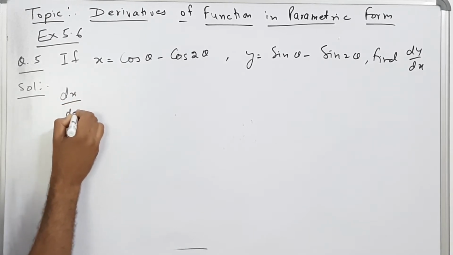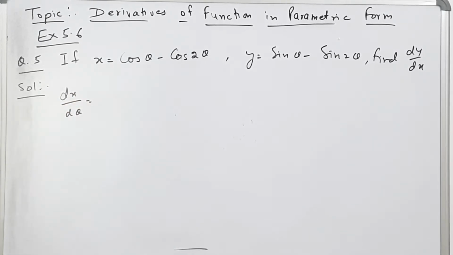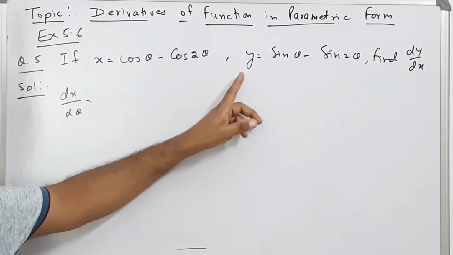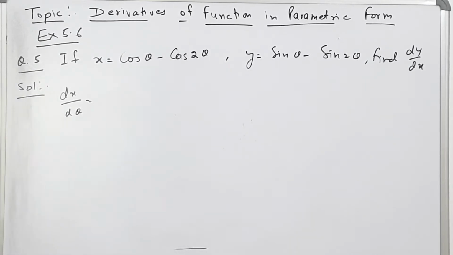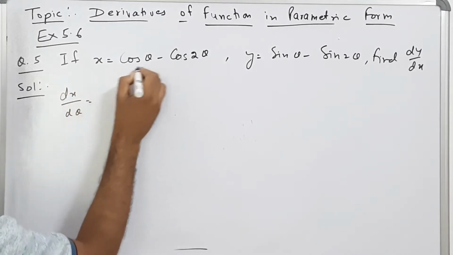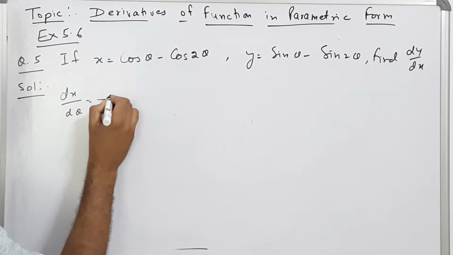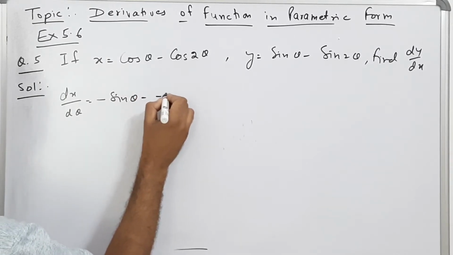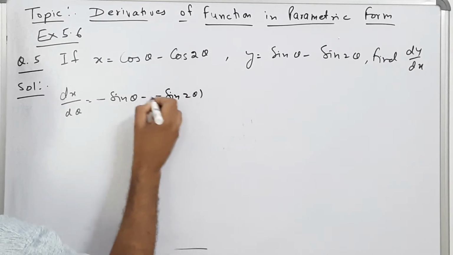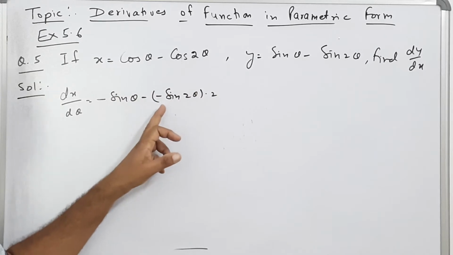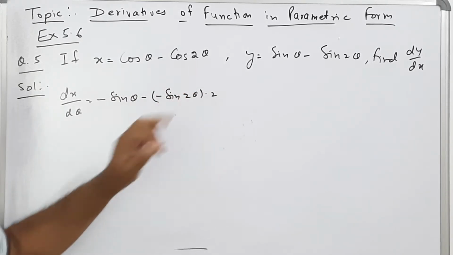dx by d theta. As I told you in the previous problems, we find the derivative of x with respect to theta and we find the derivative of y with respect to theta, and then we divide the second by the first as we are doing. So some more sums. dx by d theta is the derivative of cos theta, which is minus sin theta, minus cos 2 theta, which gives minus sin 2 theta, and it is into 2 because the derivative of cos theta is minus sin theta, but it is 2 theta, so into 2.